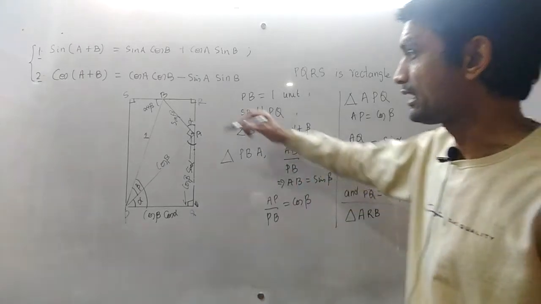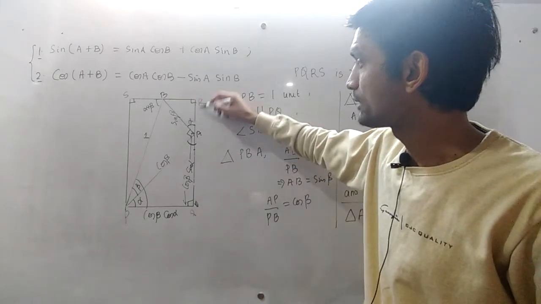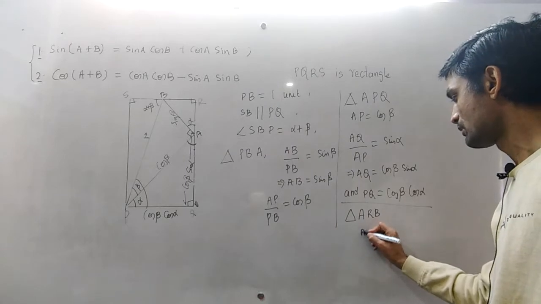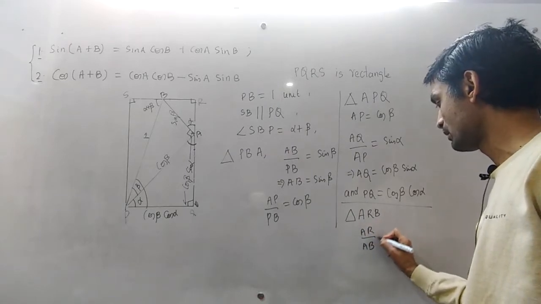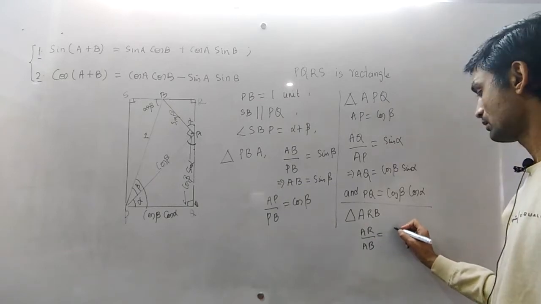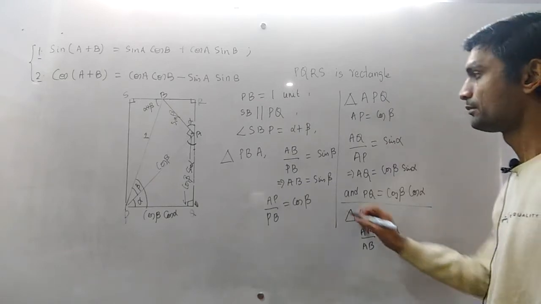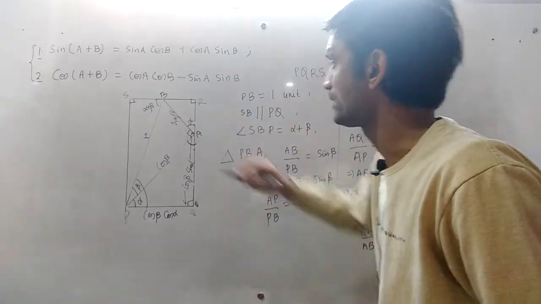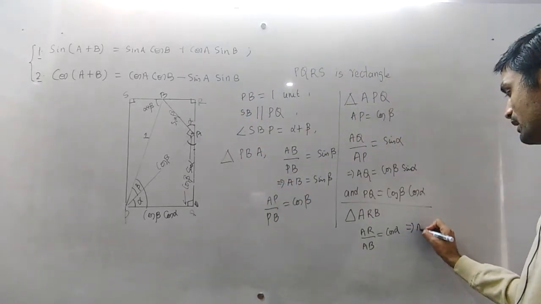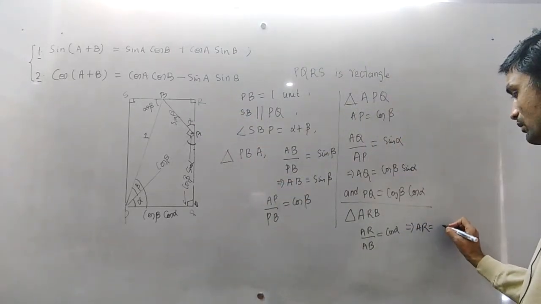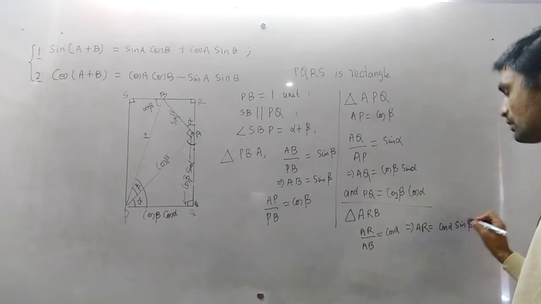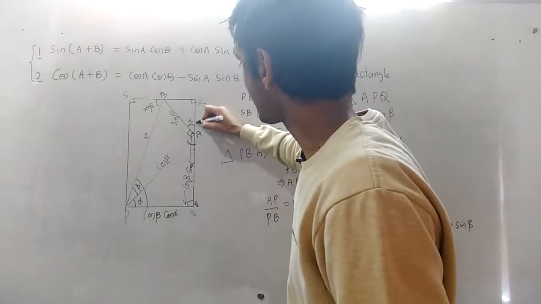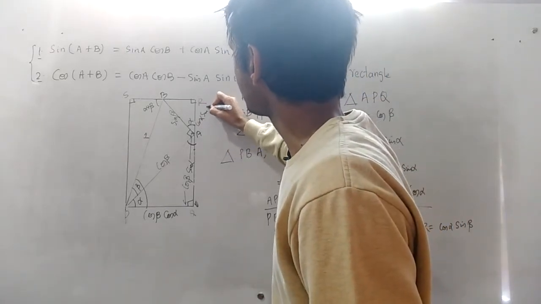So now the hypotenuse is sin beta. What about AR? AR upon AB is equal to cos alpha, because it is base upon hypotenuse. So AR is equal to cos alpha sin beta. So this length is cos alpha sin beta.